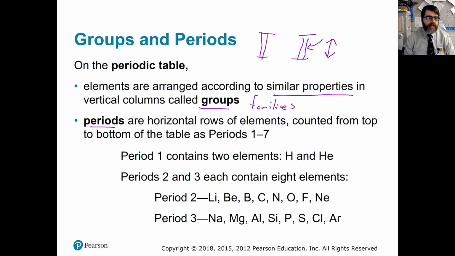Your periods are your rows, and your first row has just 2 elements. 2 and 3 then have 8 elements apiece, it turns out, and then the rows after that all have 18, although technically speaking, those 2 rows that stick into periods 7 and 8 make it so that you have an additional 14 elements in there and 32. It'll make sense later on as to why there's gaps like that in the periodic table, but there you have it.